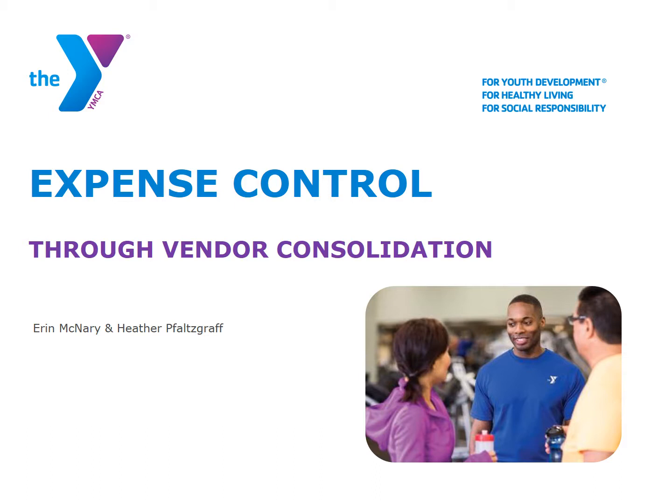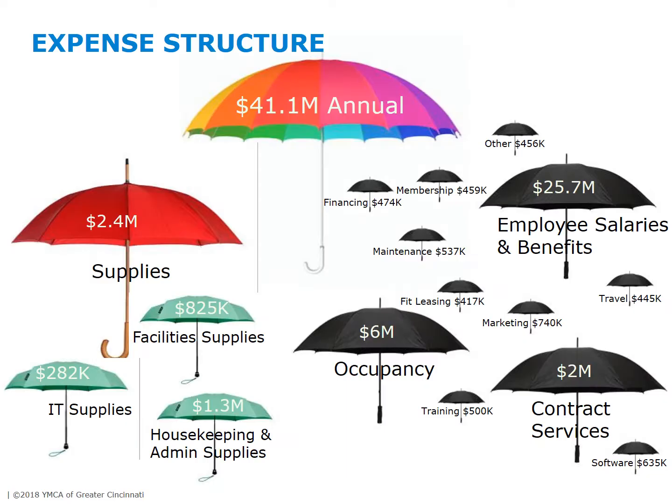This project's topic is expense reduction through vendor consolidation. In order to understand the project scope, we must first understand the nature of our annual budget. It is around $41 million, with many smaller buckets assigned to various needs. A big chunk of the budget goes towards employee salaries and benefits. Supplies consist of almost $2.5 million, under which there are 3 categories: IT, facilities, and housekeeping and admin. This project is specifically aimed at reducing the $1.3 million housekeeping and admin supply expense budget.